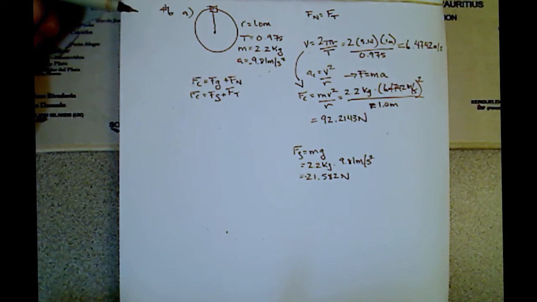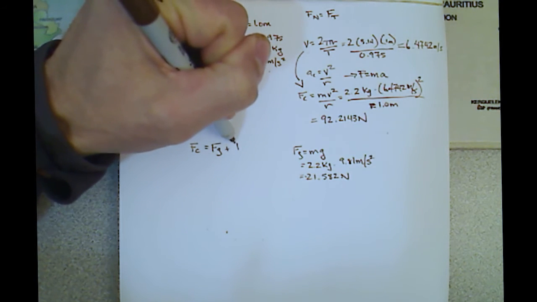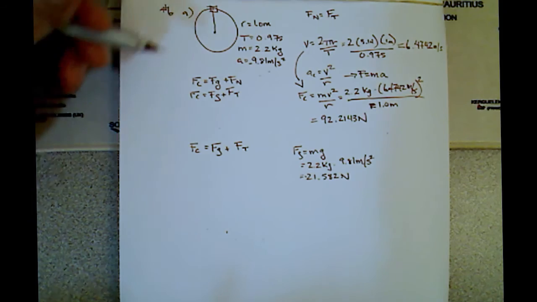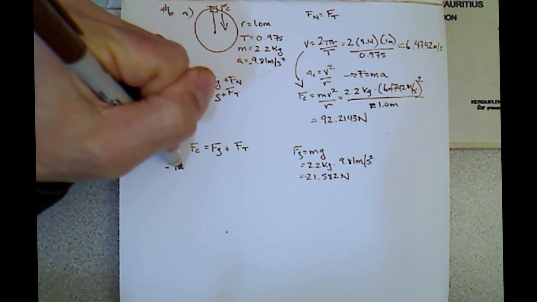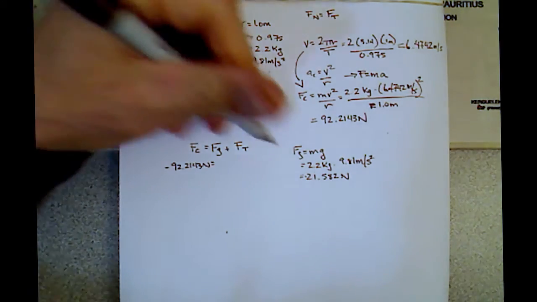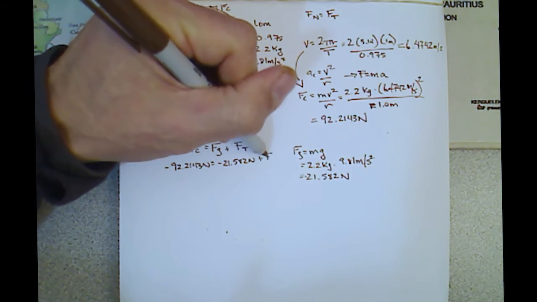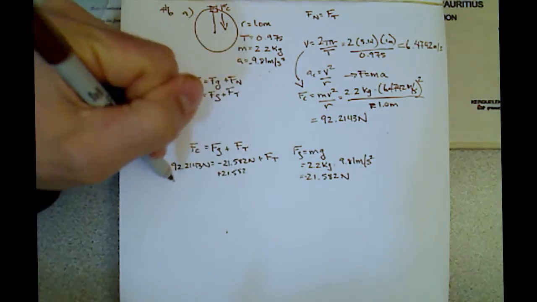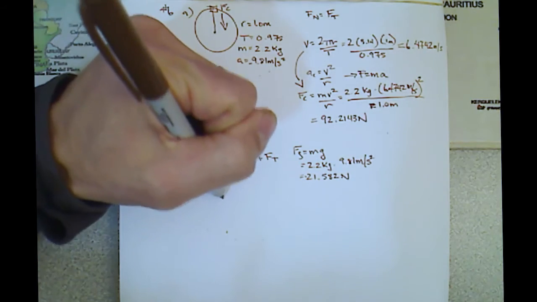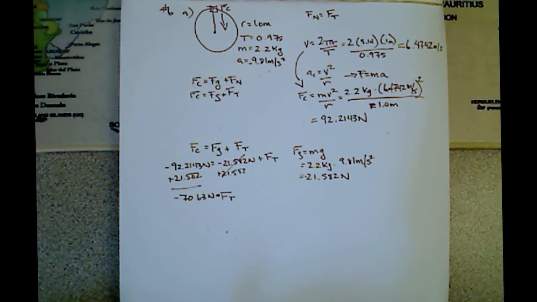Force of gravity is always going to be negative. So now if I look at my Fc equals Fg plus Ft, if we were looking at the top of the loop, my Fc will be down towards center. That's downwards, so negative 92.2143 is equal to my force of gravity, which is a negative 21.582 newtons, plus my force tension. Mathematically, if I add 21.582 to both sides, I get a force tension of negative 70.63 newtons, which makes sense. It should be a downward force tension, and it's a value of 70.63.